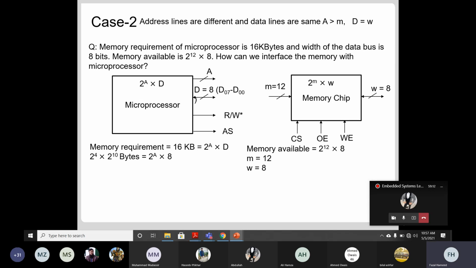This 2 to the power 16 is equal to 2 to the power 4 and kilo is equal to 2 to the power 10 bytes, which equals 2 to the power A cross D. You can also write it as 2 to the power 4 cross 2 to the power 10 bytes, which is 2 to the power 14 cross 8 is equal to 2 to the power A cross 8. What is A now in this example? 14. It means A is greater than M. What is A?